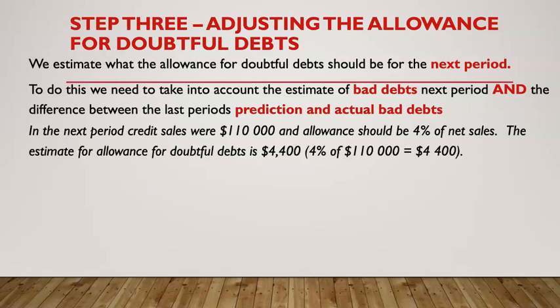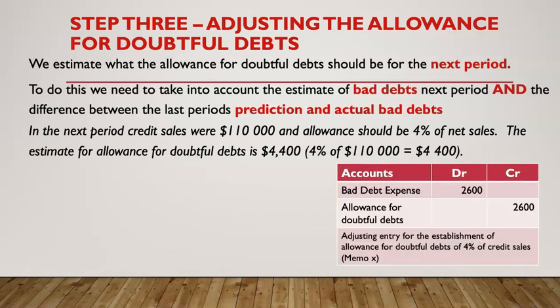So let's have a look at an example to continue this on. In the next period, credit sales were $110,000, and there is an assumption that there is no sales returns here. So we've had a good year period in terms of that. We've fixed the quality issue. An allowance for doubt should be 4% of credit sales. So you remember it's gone down a little bit now. The estimate for allowance for doubtful debts now is $4,400. 4% of $110,000 equals $4,400.